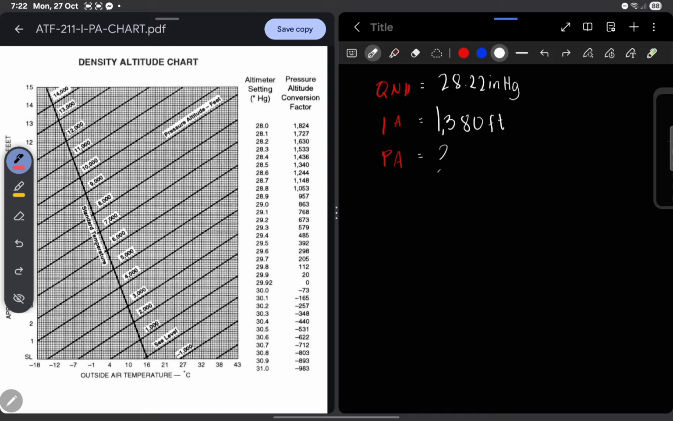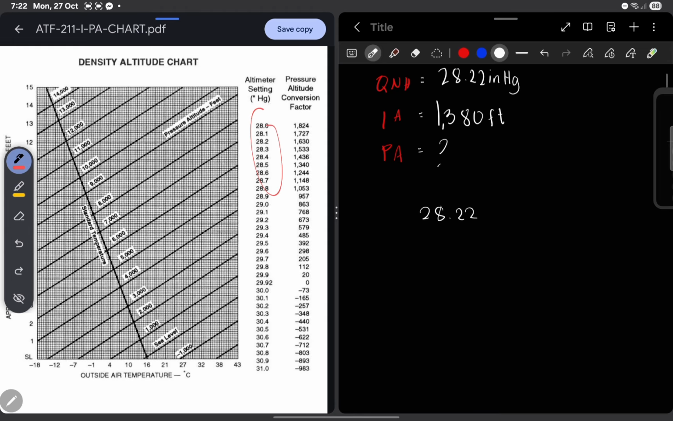So first we need to take our altimeter setting, which is 28.22 inches of mercury, and take a look at our chart. Do we have 28.22 in our chart? We do not, so we will now interpolate. First we grab 28.2 and 28.3. Then we grab the pressure altitude conversion factor, which is 1630 and 1533.